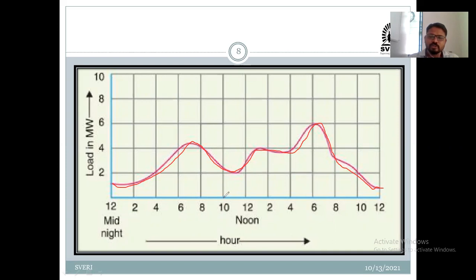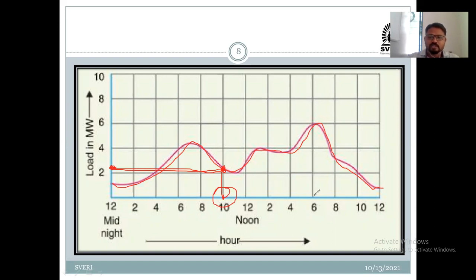What you are going to do: this is my 10 a.m., go here, this is the point I am getting, and when I draw this perpendicular from here to here, whatever this point is, this point represents the load on the particular system at 10 a.m.